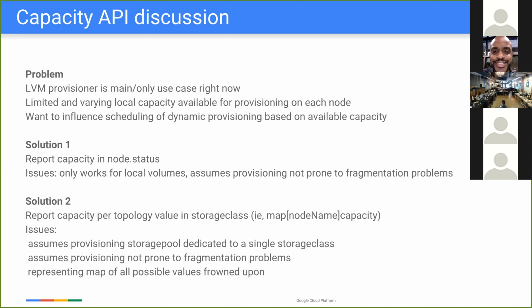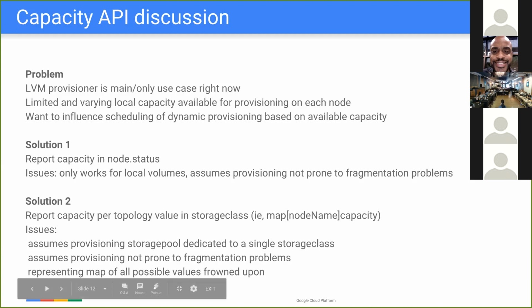So the second approach that we came up with was to report the capacity per topology value in the storage class object through a map. How this works is that you have to specify what topology key you're using. In the local volume case, the topology key is hostname, and then you would take all the possible values of hostname, stuff them into a map, and have the capacity for each node there.